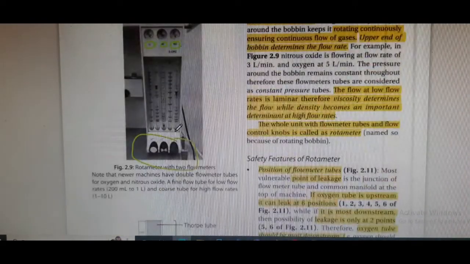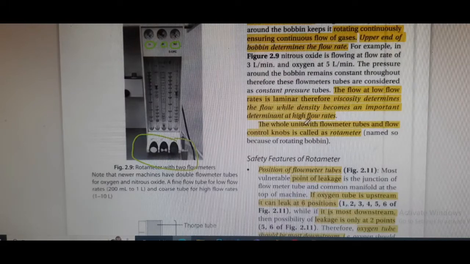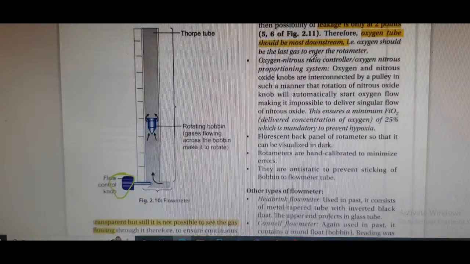And hence, oxygen is always said to be placed in the downstream position so that there is no leakage. So here also you can observe that there is nitrous oxide here, and the air and oxygen are to be placed in the downstream.